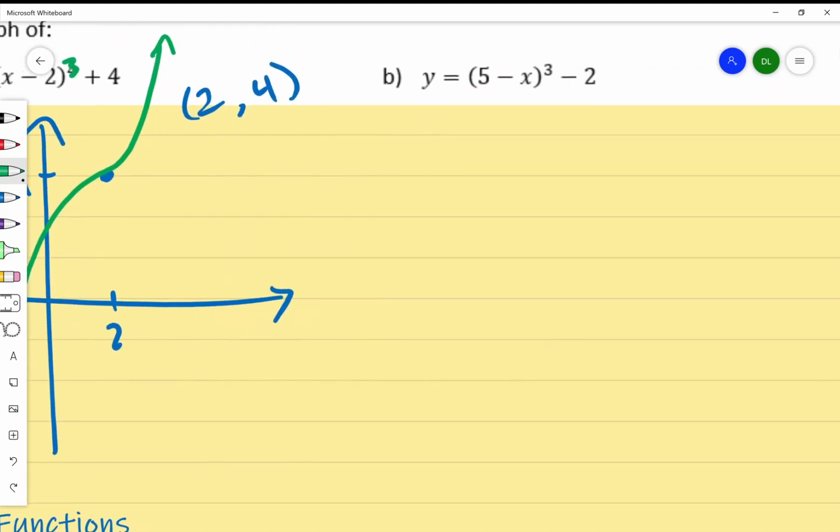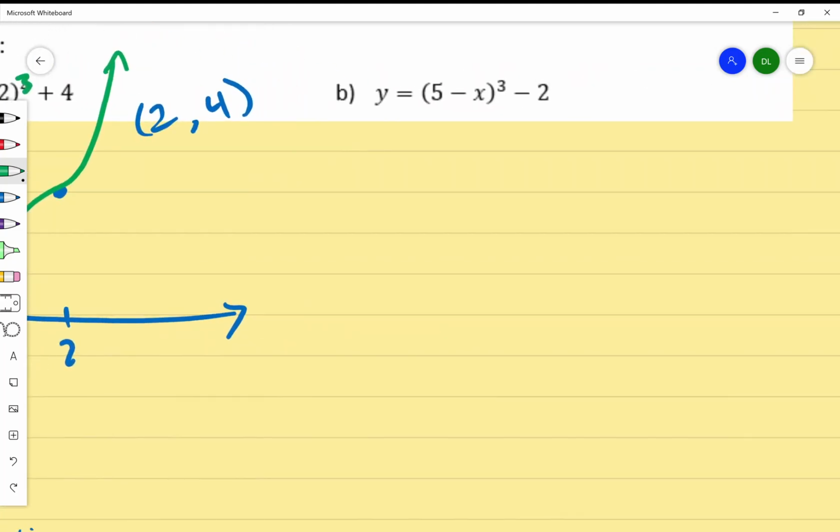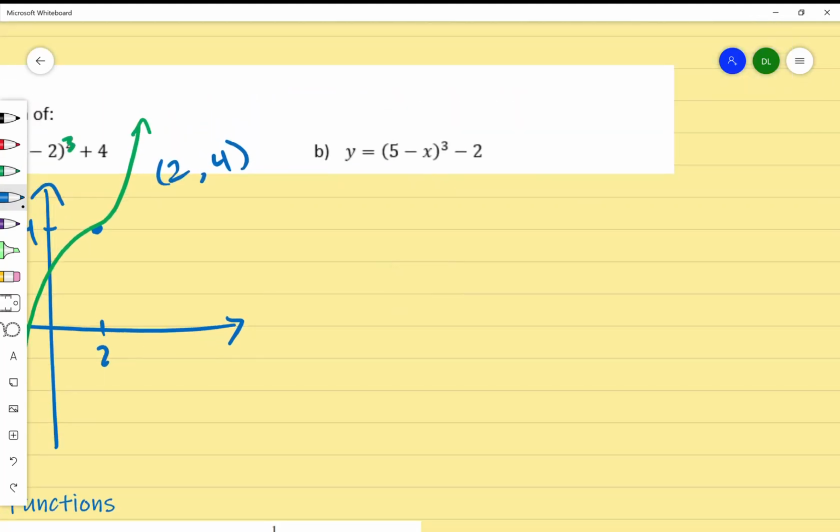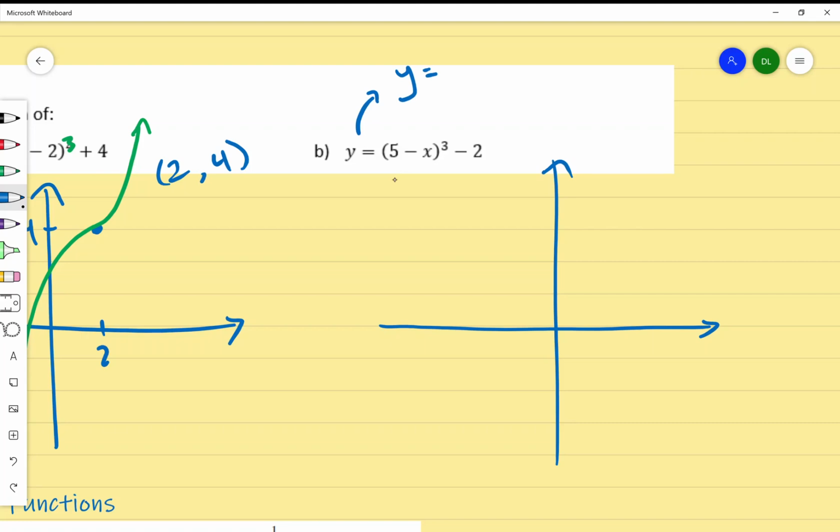Over here, y equals (5 minus x) cubed, minus 2. That's a little bit more difficult. So I'm going to do the same thing. I'm going to draw my Cartesian plane, but I'm going to rewrite this equation. Would you agree that that is the same as y equals (negative x plus 5) cubed, minus 2? Would you agree it's the same thing? Laura? Thank you.